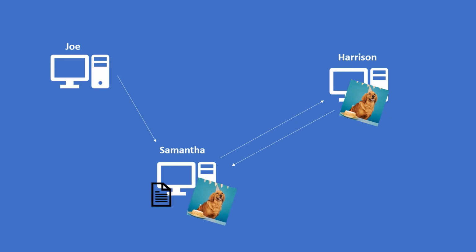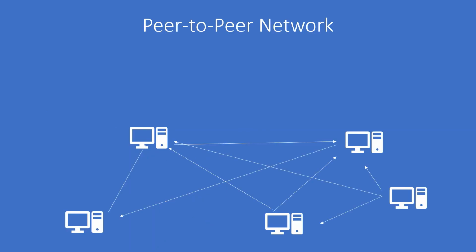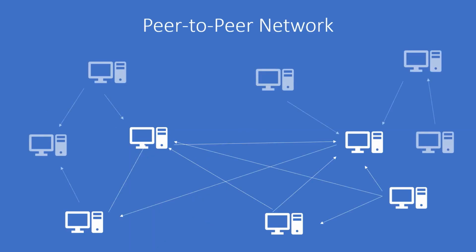But what happens if Harrison loses connection to the internet and nobody can get access to the website about Cooper? Well, now that Samantha has the files, she can just host the website from her client, and just to be sure, Joe might also decide to store a copy of those files in case Samantha's node also goes offline. This architecture is highly scalable because you can always add more peers to the network.